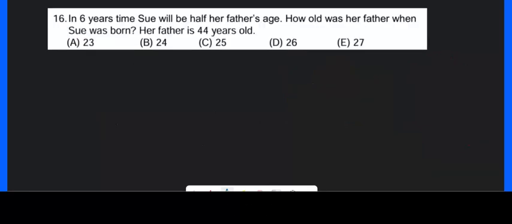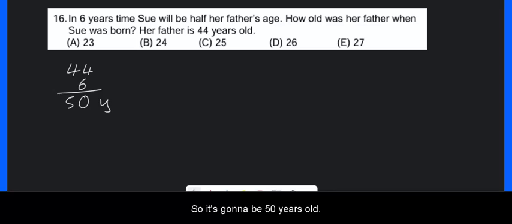Question 16. In 6 years' time, Sue will be half her father's age. How old was her father when Sue was born? Her father is 44 years old, which means his current age is 44. Now after 6 years, how old will Sue's father be? He will be 50 years old.